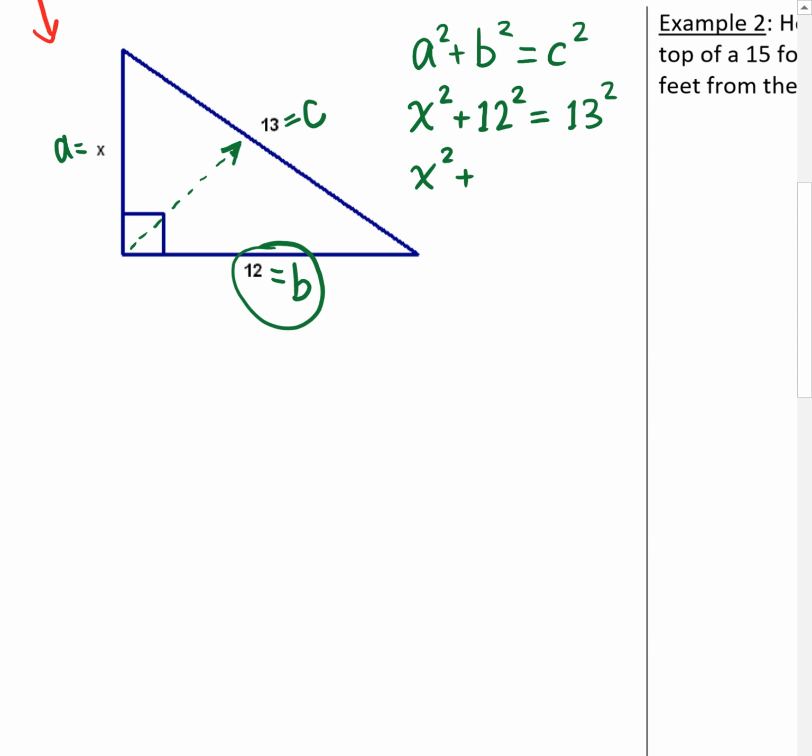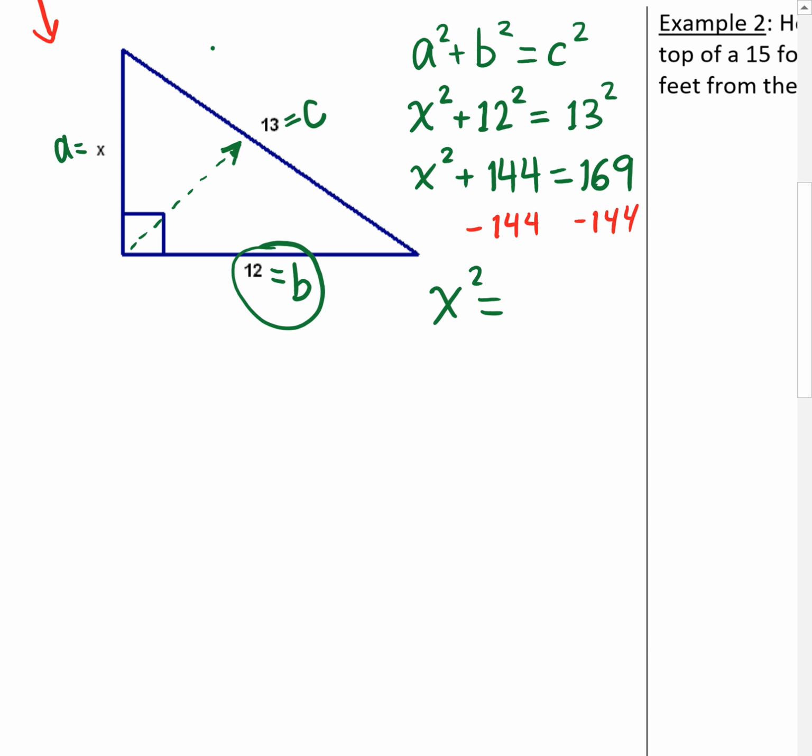Let me simplify this by squaring the 12. That'll give me 144. And then squaring the 13, that's 169. And then I'll try to isolate X. First thing I want to do would be subtract the 144 to the other side. Try to kind of combine like terms and isolate X.